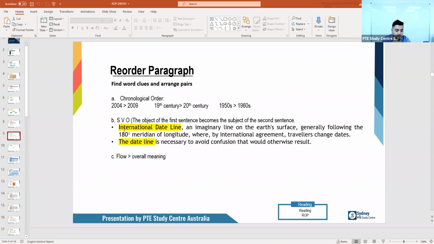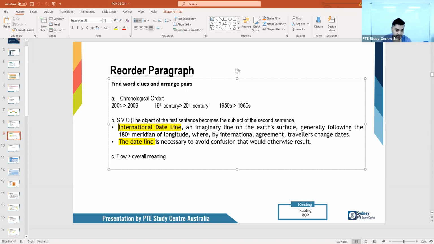something like this, okay? So in these two sentences, international date line and imaginary line on the Earth's surface, yeah, this is your first sentence. And there is another line saying the date line. So these are called the keywords. They repeat in every sentence, okay? And that's how we know those two sentences come together, okay? Are we all clear, guys?